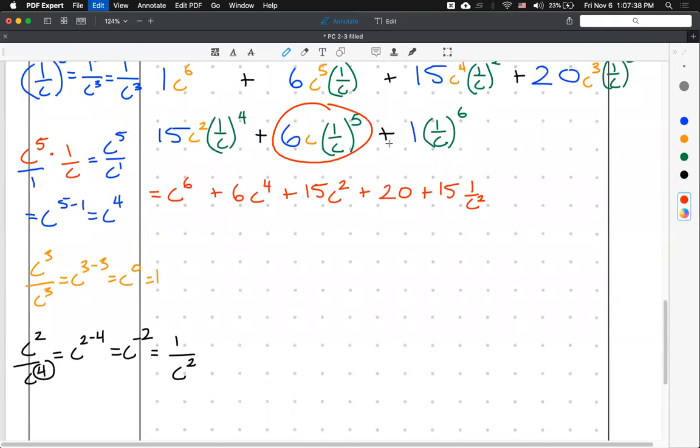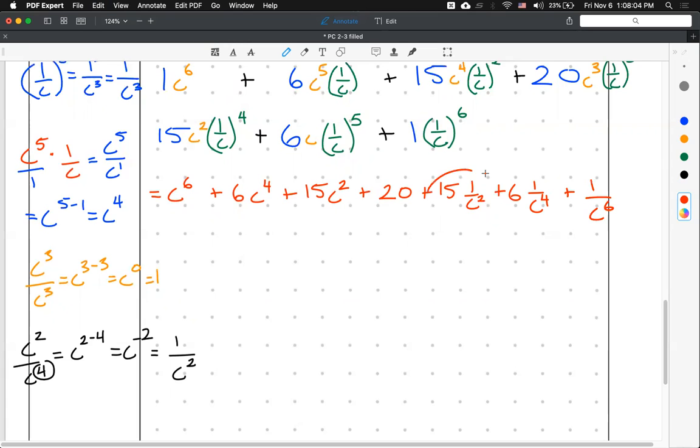Next, I have this problem right here. So it's going to be plus 6. And then notice I have 1 c on the top, 5 c's on the bottom, which really means 5 minus the 1 on the top is 4 c's in the denominator. So it's still 1 over c to the power of 4. And then finally, just 1 over c to the power of 6. So plus 1 over c to the power of 6.